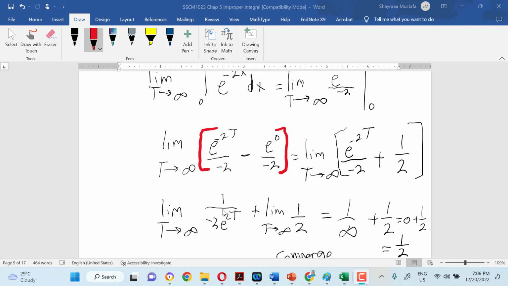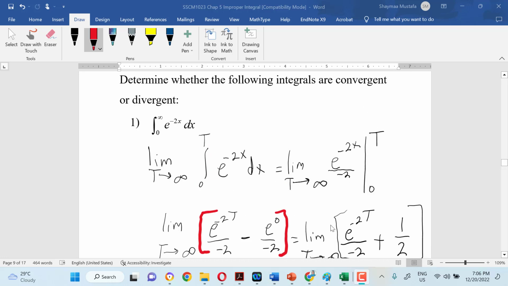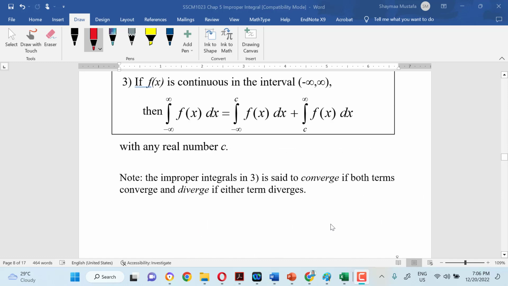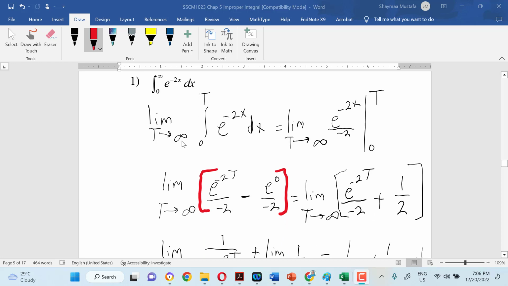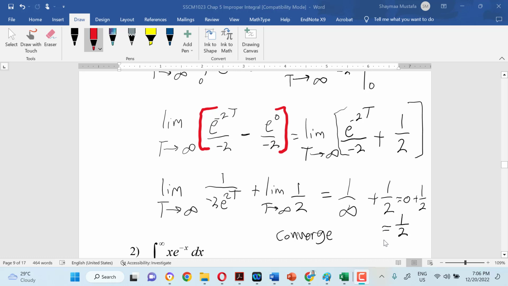Now substitute t by infinity. So this one becomes 1 over infinity. Any number over infinity is equal to 0. So 0 plus 1 over 2, which is 1 over 2. The limit is a number. Then we say this integral converges, because after we evaluate the integral and take the limit, if the limit is equal to a number, we say that this integral converges.